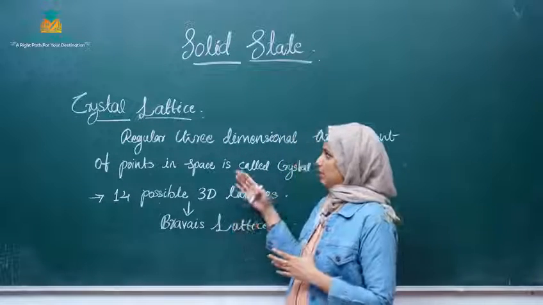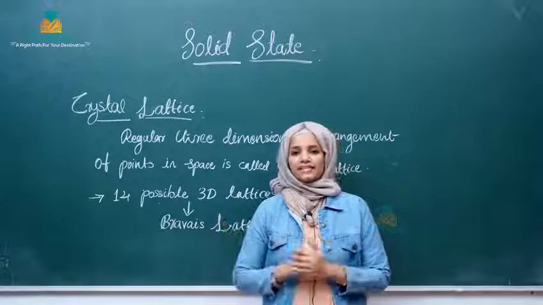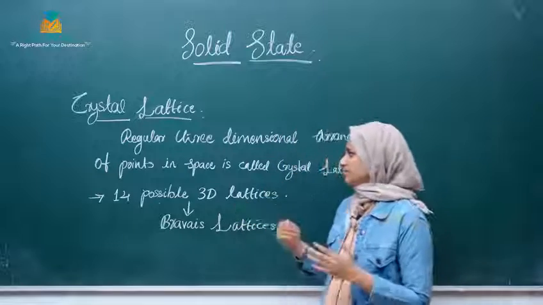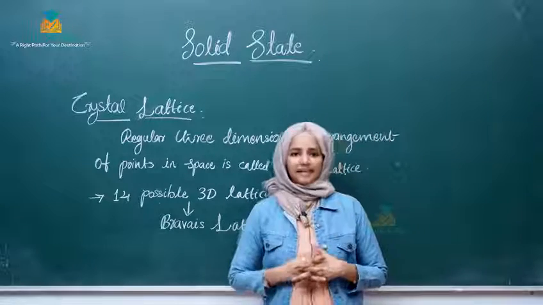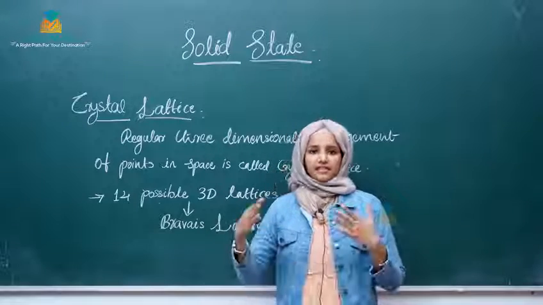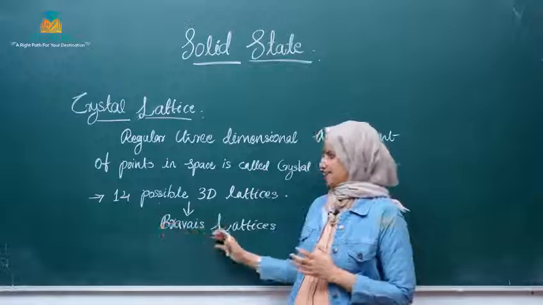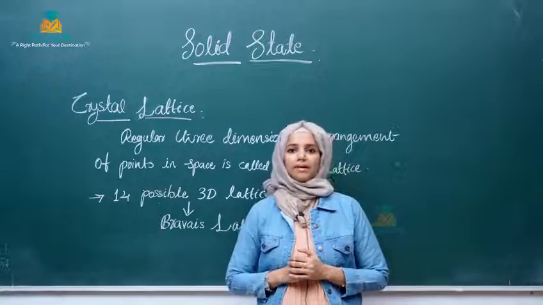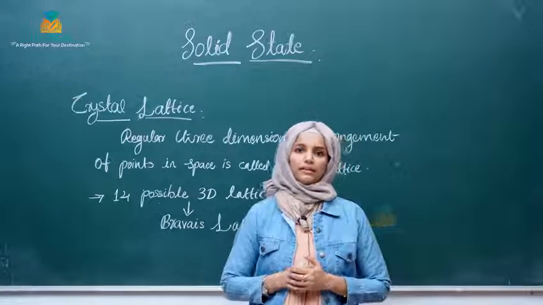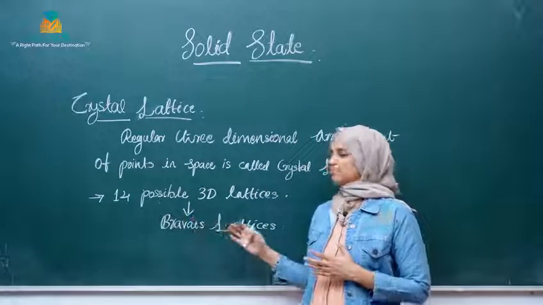So today I am going to discuss different types of crystal systems and lattices. We have 14 possible three-dimensional lattices, and these lattices are called Bravais lattices. Why are they called Bravais lattices? Because a scientist named Bravais discovered that we have 14 possibilities for arranging this crystal system. So that is known as Bravais lattices.